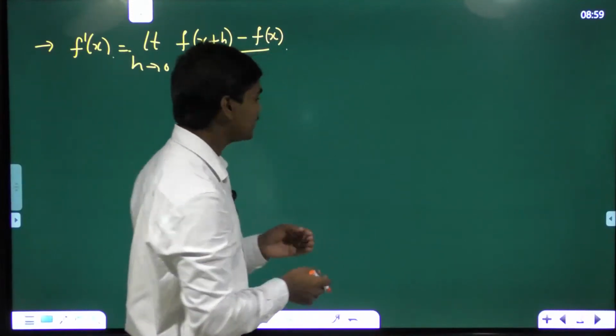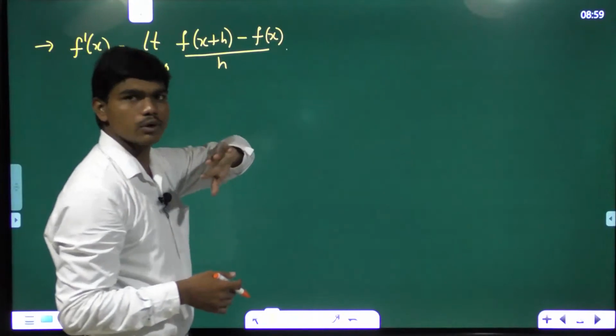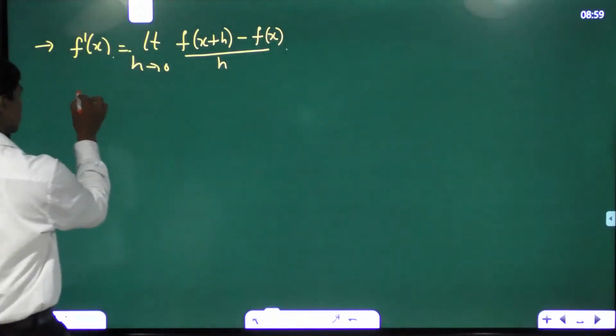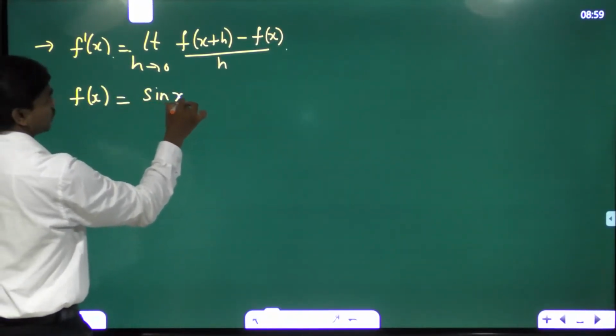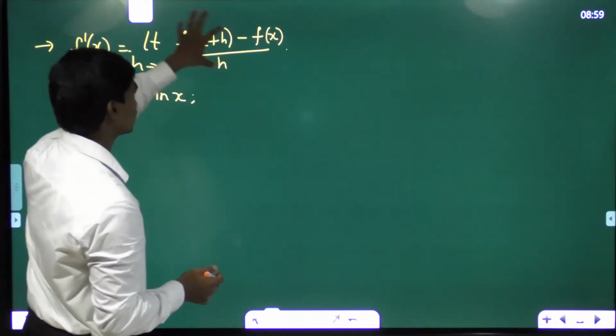So now let me derive the derivative of sin x as cos x using this limit. I'll do it only for one function because we have some time constraints. So look here. What is this f(x)? Sin x, that we are interested to find, right? We need to get the derivative of this sin x with respect to this limit.